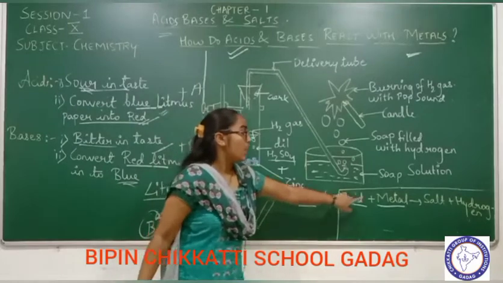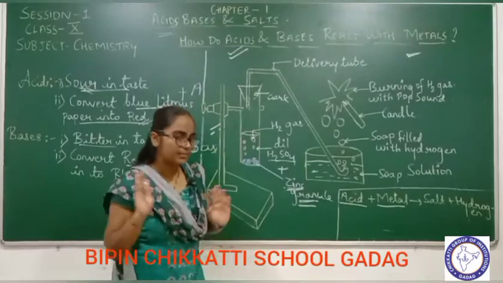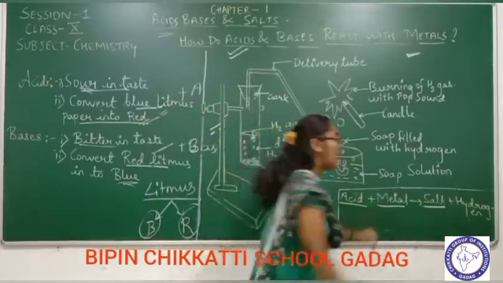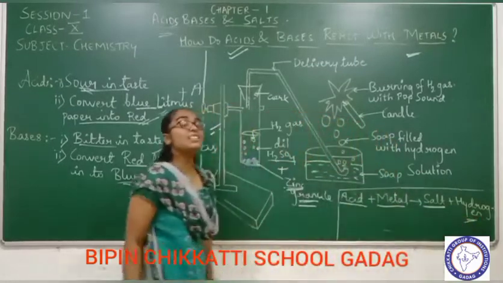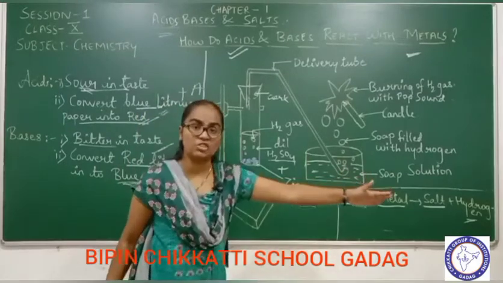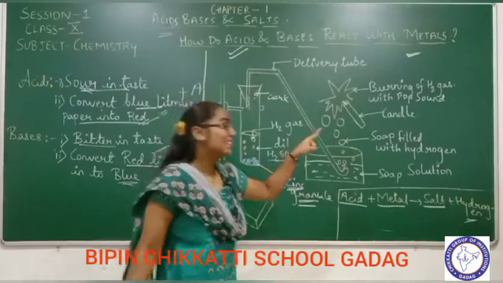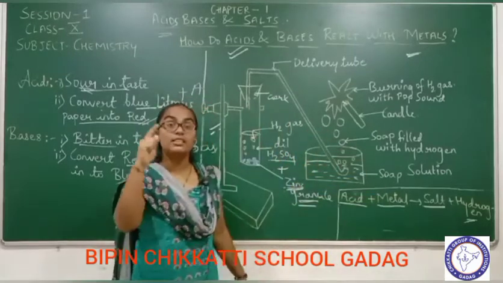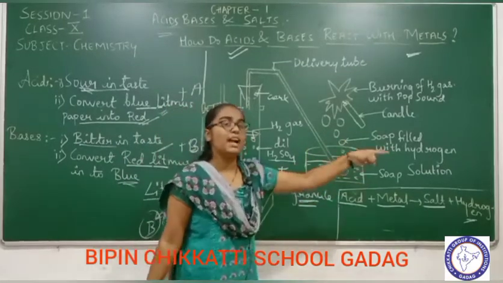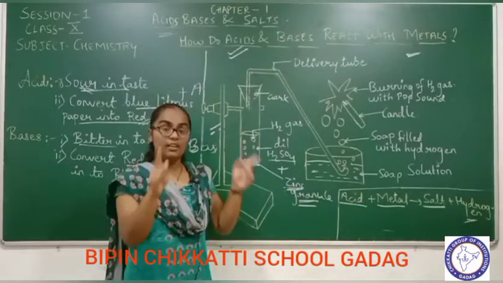So acid plus metal, when they react with each other, they form certain products, and the products they form over here are salt plus hydrogen gas. Salt plus hydrogen gas. So I repeat once again, it is given in word form. This is a word equation, written in words. So when acid is reacted with a metal, what is it forming over there? A salt plus hydrogen gas, right? So this is the reaction that will take place in this experiment, right?